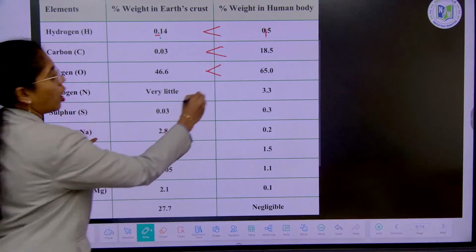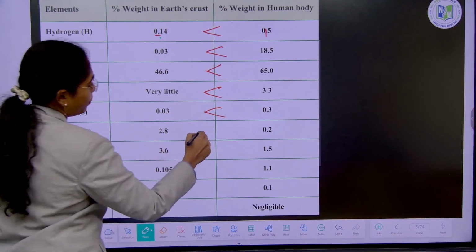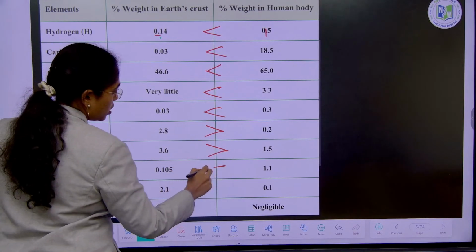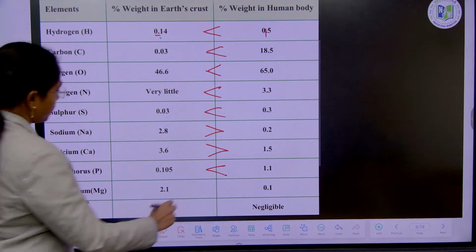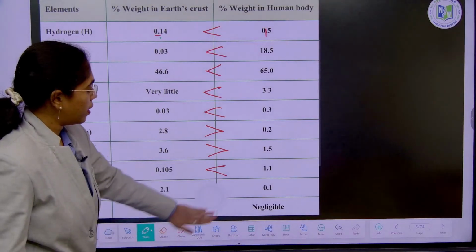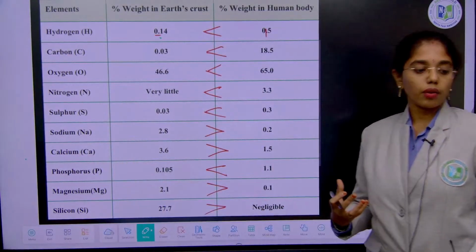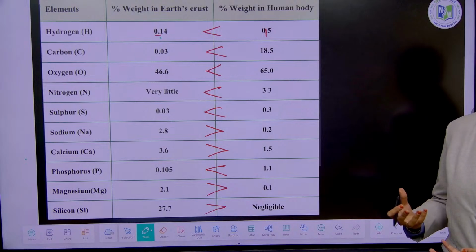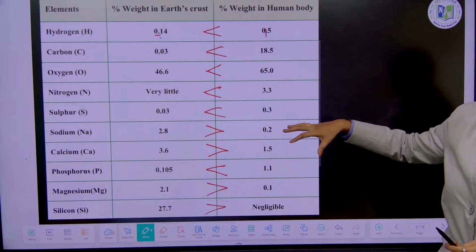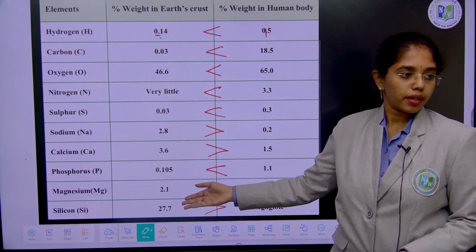Then nitrogen, also abundant in human body. Sulfur, abundant in human body. Sodium in earth crust. Calcium in earth crust. Phosphorus, human body. Magnesium, earth crust. Silicon, also earth crust, right? So this relative abundance, you just keep it in your mind. If you are noting it down anywhere with pencil also in your NCERT, you can. Okay, when you are revising, what are abundant in human body? If you remember enough, the rest will always be an option, right?